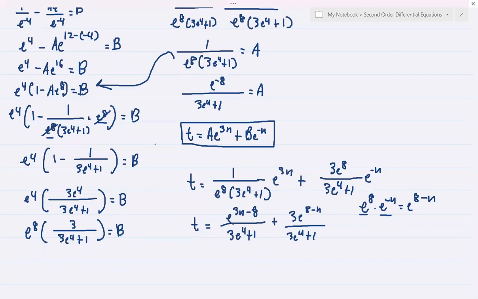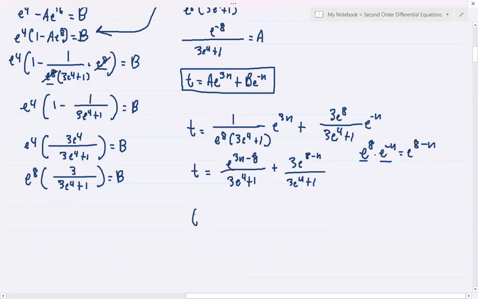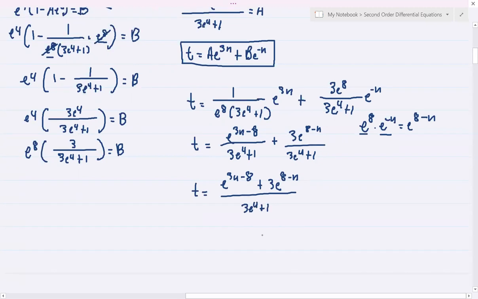Right? And since we have this one, we can combine them further. Since they have the same denominators, both of them are similar fractions. So we will have e raised to 3n minus 8 plus 3e raised to 8 minus n all over 3e raised to 4 plus 1. So this is now your particular solution. Once again, this is now your particular solution.